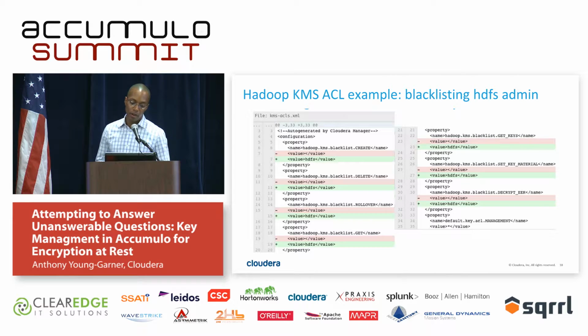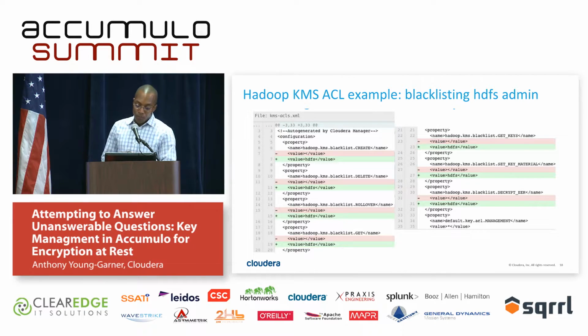This is an example here of how ACLs are set. ACLs are set in this kms-acls.xml file. It looks like a lot of Hadoop configuration files that you've seen before. One note, this ACL file in particular is read dynamically. So if you change the ACLs, they do change at runtime. You don't need to restart the service.